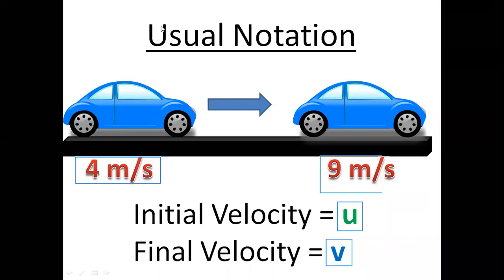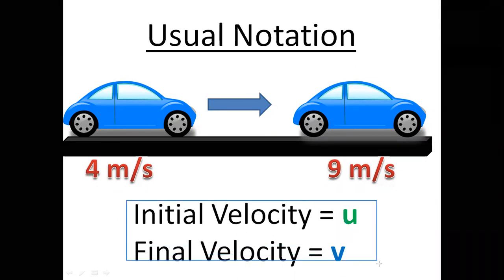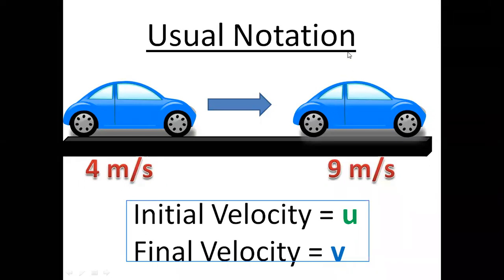Okay, good. So please write it down. Initial velocity is equal to u, final velocity is equal to v. I don't want you to write down the above part. Just write down this one. Initial, ये इतना ही लिख दो. हो गया. Okay. Done? Okay, chalo.